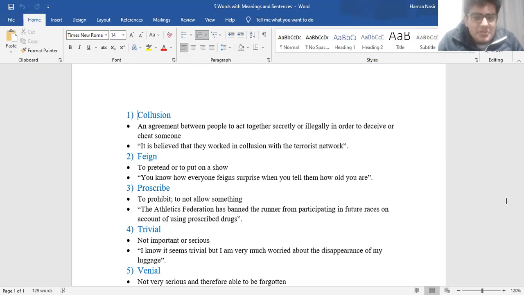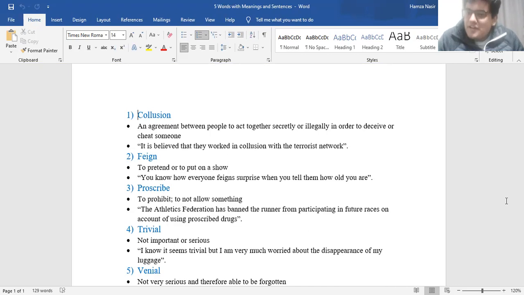Proscribe. Proscribe means to prevent something from happening, to not allow something, or in other words, to prohibit something, okay? To prohibit or to not allow something, that is the fundamental meaning of it. Now, let's make a sentence out of it.